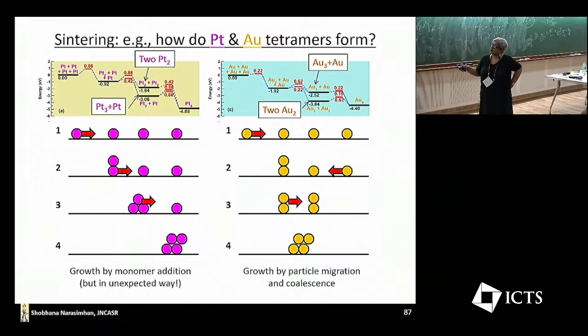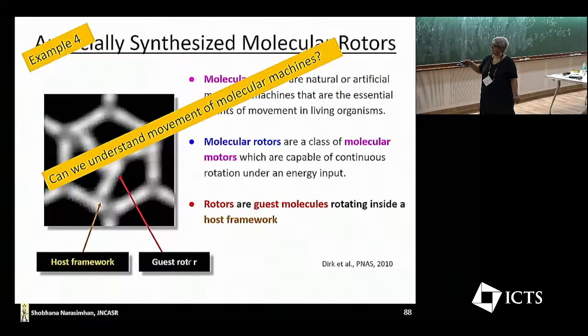For example, if you have 4 individual platinum atoms and they form a platinum tetramer, we could study the steps by which it happens. It happens by addition of 1 atom at a time, but in a completely counterintuitive way. You would think you'd have a larger nanoparticle, 1 atom would move and join it and form a larger particle. What instead happens is that it's always the larger particle that diffuses and joins the single atom, which is very unexpected. And for gold, it's different.